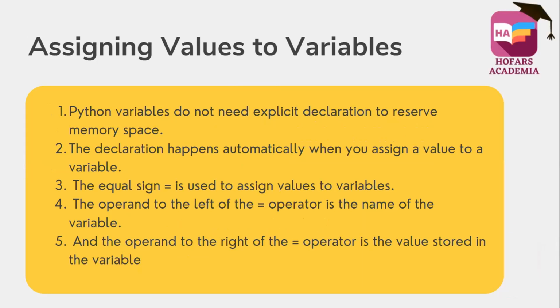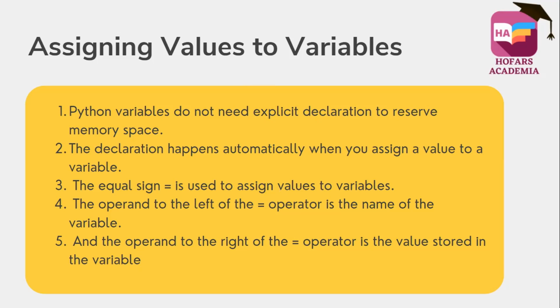So how to assign values to a variable? Python variables do not need explicit declaration to reserve memory space. The declaration happens automatically when you assign a value to a variable. The equal sign is used to assign values to variables. The operand to the left of the equal to operator is the name of the variable, and the operand to the right of the equal to operator is the value stored in the variable.